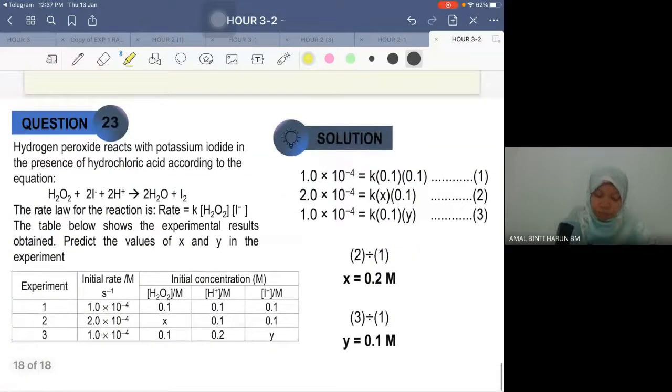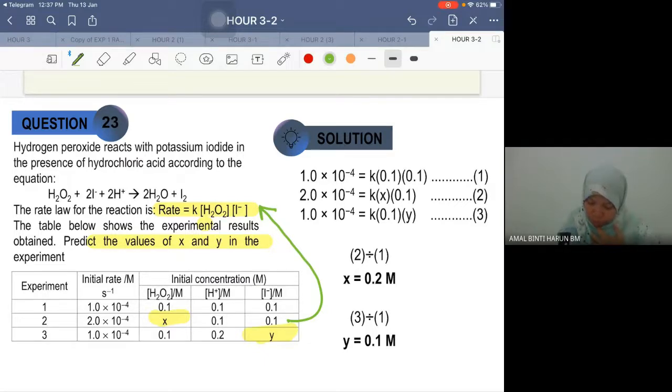23. Rate law, okay, given predict the value of X in the experiment. So kita nak cari X dan Y ni, just substitute into the rate law lah. Ambil data ni, masukkan dalam rate law. Ambil data, lepas tu dapatlah value X. Ambil data experimentary, masuk dalam rate law juga. Dapat Y.